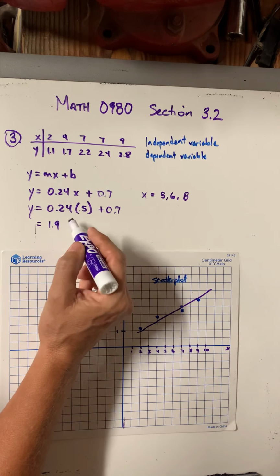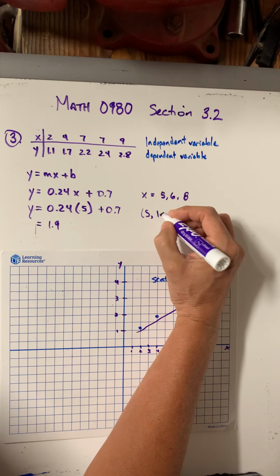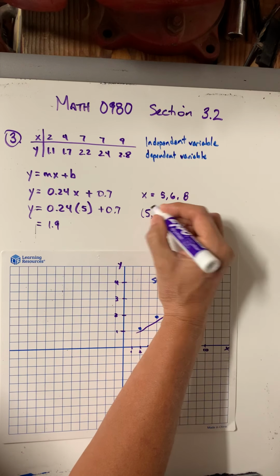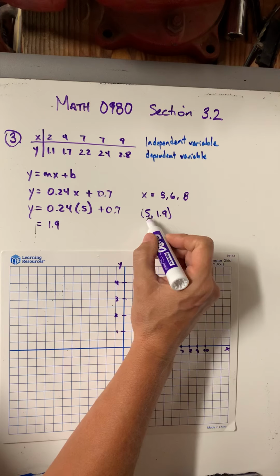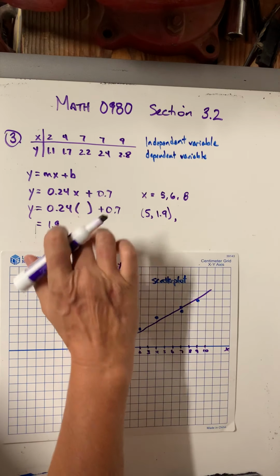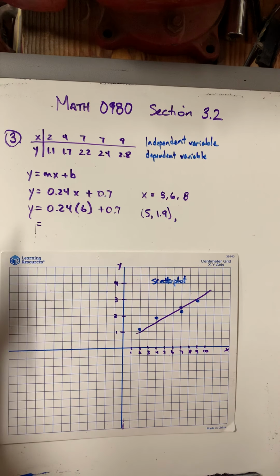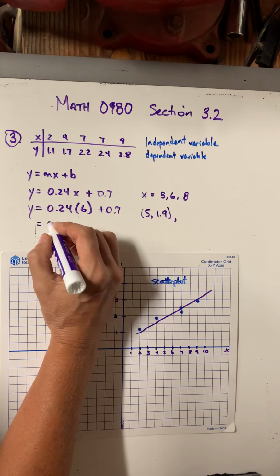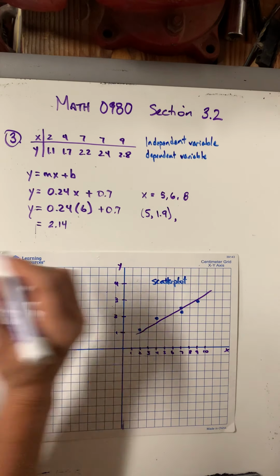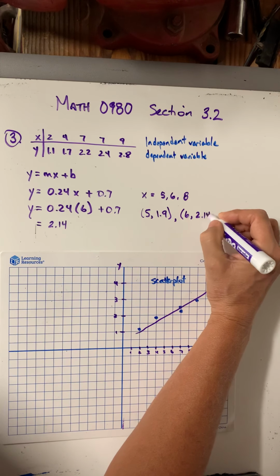So this is the point 5, 1.9. I put 5 in, I get 1.9 out, and they want it as an ordered pair, just like that. Put my x in, this is the y I get out. So then what? Then I would go back and I would do it for 6. What do I get when I put 6 in there? I get 2.14, and so my next point would be 6, 2.14.